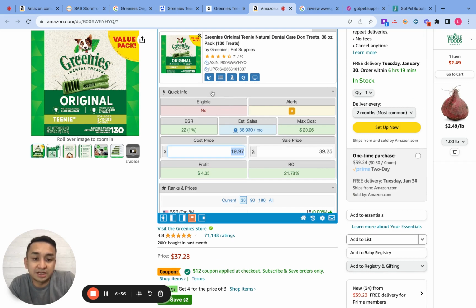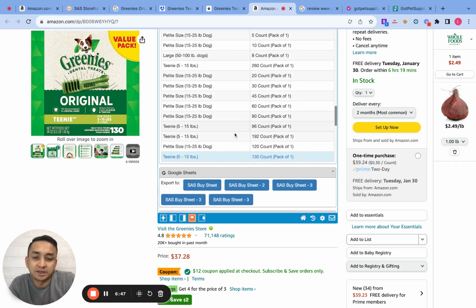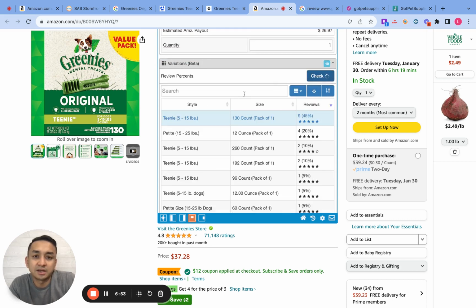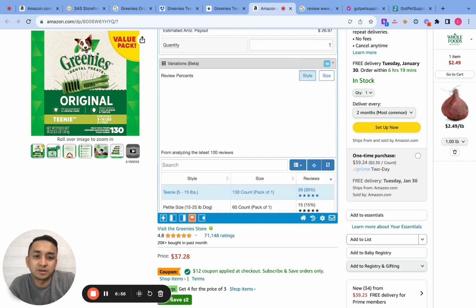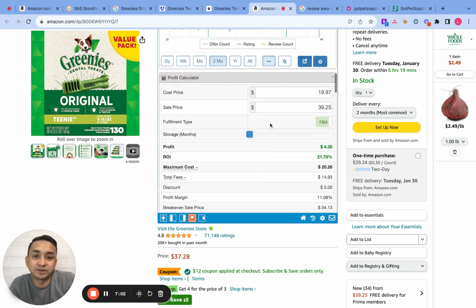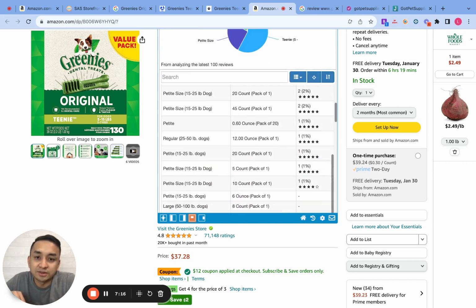And of course you've got to be eligible to sell it, right? So I would make sure that you're eligible to sell it. And then this one's a variation. So you usually go to variation, and then I pick the exact variation, which is auto-selected usually, and then click on check. Oh wow, okay, this one's really good. This one is getting 39% of the sales. So I would take 39% of this number, 38,930, so this one is getting 15,000 sales a month.